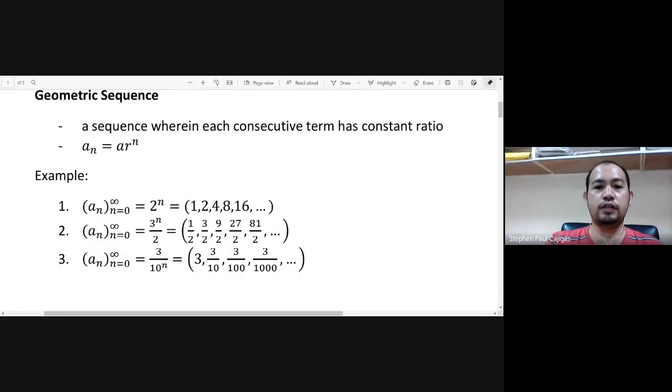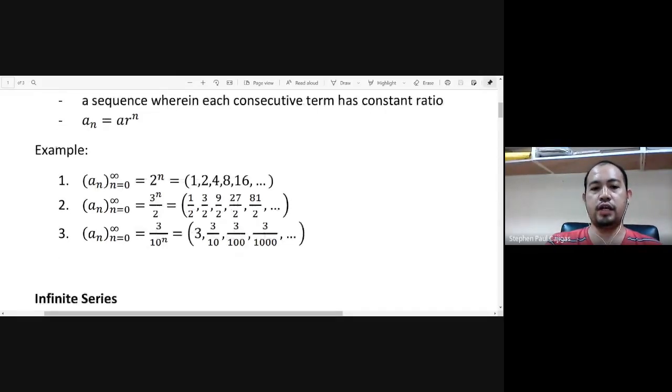Okay, so constant ratio. Let's say we have this first sequence, 2 raised to the n. So 2 raised to 0, that's equal to 1. 2 raised to 1, that's equal to 2. 2 squared, 4. 2 cubed, 8. 2 to the power 4, 16, and so on. And for the ratio, we divide. 2 divided by 1, that's 2. 4 divided by 2, that's 2. 8 divided by 4, that's 2. So for the ratio of each consecutive term, if you divide them, the quotients will be the same.